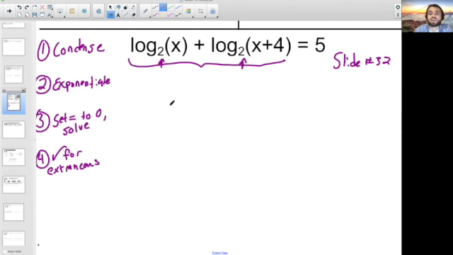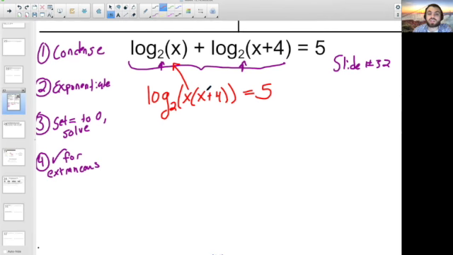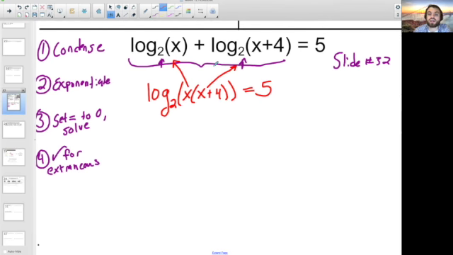First thing we're going to do, we're going to condense these logs. So using the product rule, the log of a product, that is to say x times x plus 4, is equal to the sum of logs. If I was going to expand this out, because it's x times x plus 4, that would expand into the sum that you see there. To simplify that, I'm going to distribute the x inside the parentheses. You are allowed to do it because it's inside of the logarithm's parentheses. So you're just simplifying.